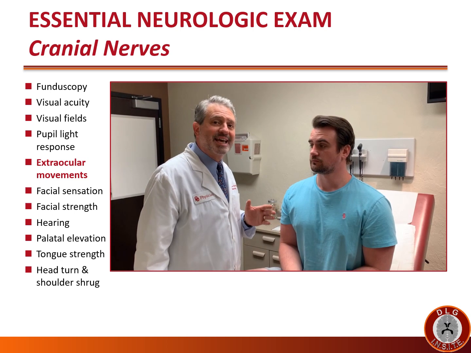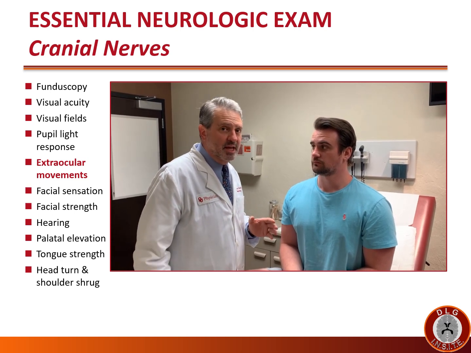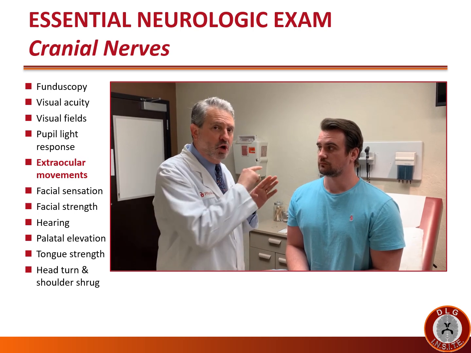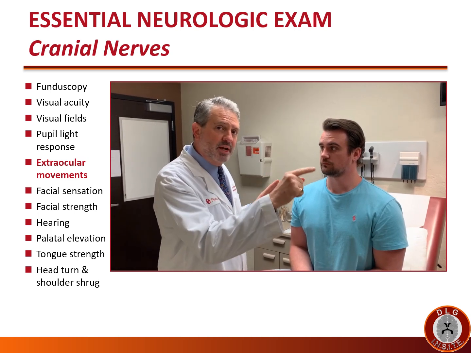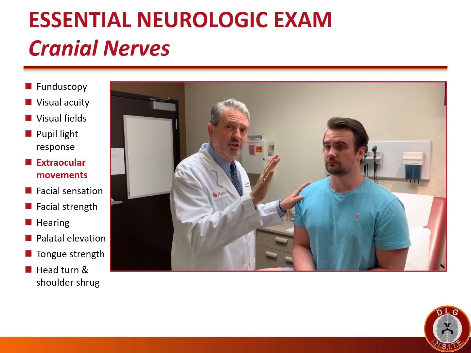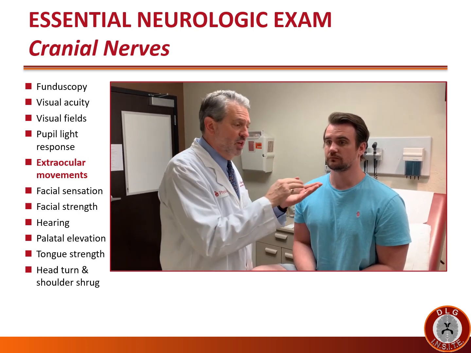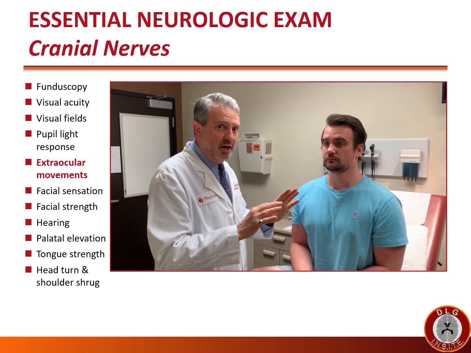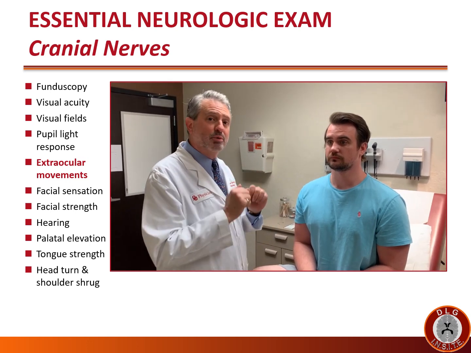Now let's assess extraocular movements. For the purposes of the essential neurologic exam, we just want to look at a cross: all the way to the left, all the way to the right, up and down. I think the best way to do this is to put your fingers on his chin as a subliminal message not to move his head. Otherwise, the patient moves the head around, and you want them only to move the eyes.